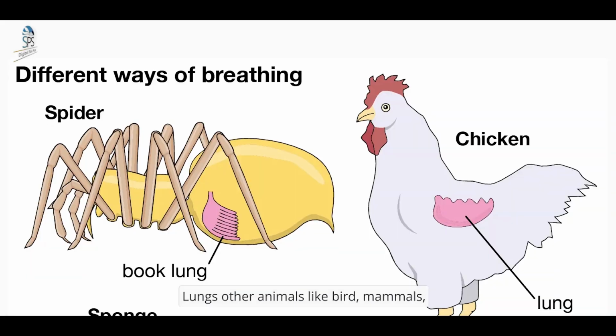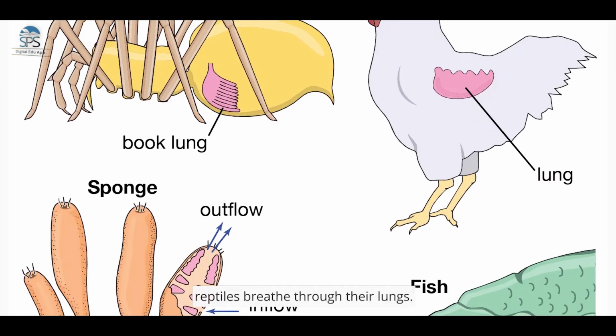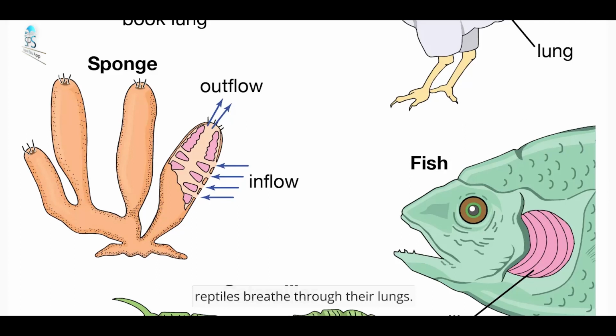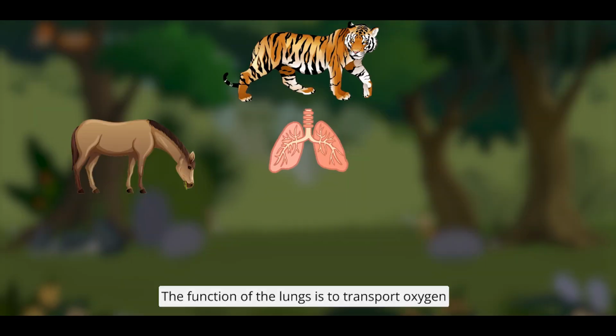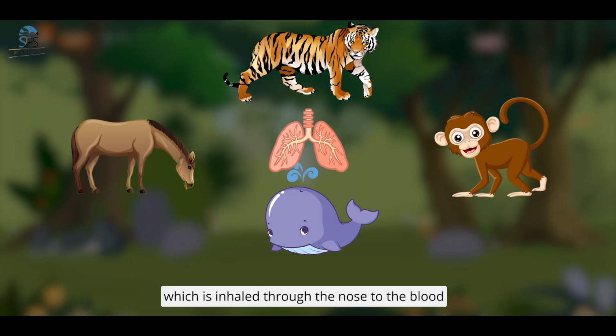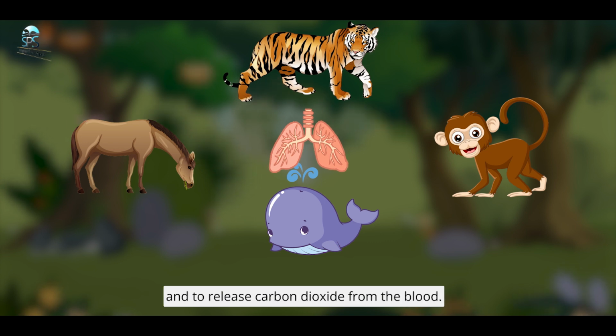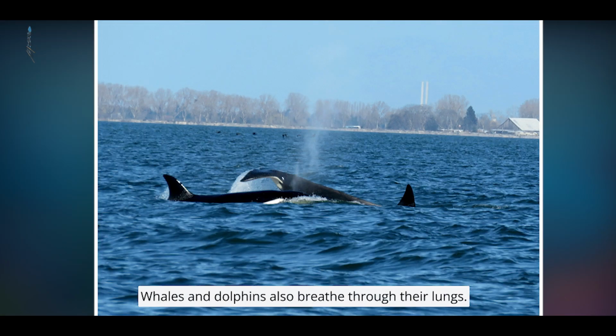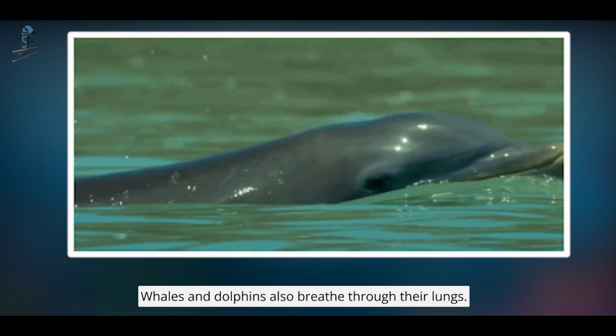Lungs. Other animals like birds, mammals, reptiles breathe through their lungs. The function of the lungs is to transport oxygen, which is inhaled through the nose, to the blood and to release carbon dioxide from the blood. Whales and dolphins also breathe through their lungs.